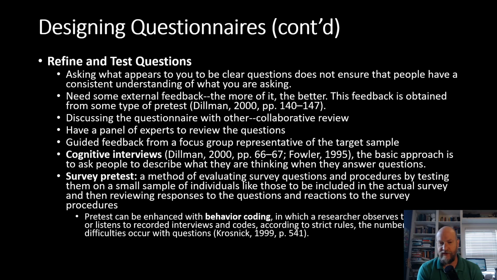And then finally, you can utilize a pilot program, a survey pretest, and this is where you take the evaluation out and test it on a small sample of individuals who are arguably similar to the one that you're going to draw in the larger actual survey study, and then you review their responses and their reactions to the survey procedure. You can even utilize what's called behavior coding, which is where you observe the interview, or listen to recorded interviews, and code according to very strict rules how people are responding to these questions. Specifically, how often are they having difficulty or seeming confused or asking follow-up questions. And then, of course, you can, as I said, have the questions reviewed by an expert panel. This is the least expensive method, and it identifies the greatest number of problems with questions in most cases. But sometimes you want to go directly to the type of people that you're going to be surveying as well.